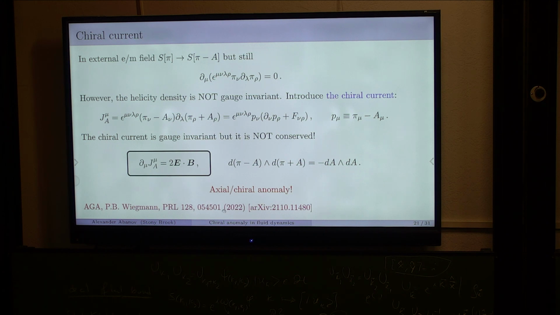And that should remind you of the axial chiral anomaly in Dirac. Yes. Sorry, maybe I got a bit confused. But how is it? It cancelled the mixed term, d pi dA? Yeah, it's d pi minus dA times d pi plus dA. So it's a squared minus b squared type of thing. These are two forms, they commute. Okay. So that's the axial anomaly in this language.